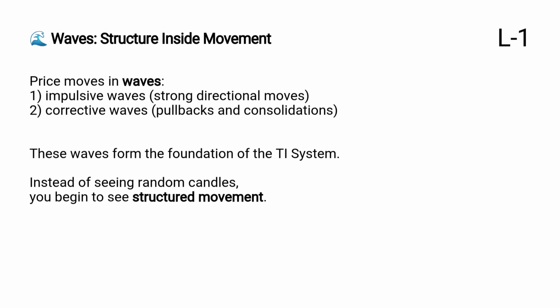So, how does this fractal structure actually express itself? It moves in waves. Price never goes up or down in a straight line. It breathes. There are two types of waves that form the foundation of the TI system. First, we have impulsive waves. These are strong, aggressive, directional moves where institutional money pushes the price rapidly. Second, we have corrective waves. These are the pullbacks, breathers, and consolidations that happen after an impulse. Instead of seeing random, disjointed candles on your screen, learning this allows you to see structured, deliberate movement.